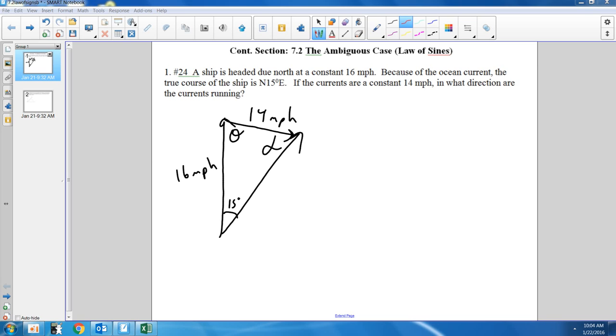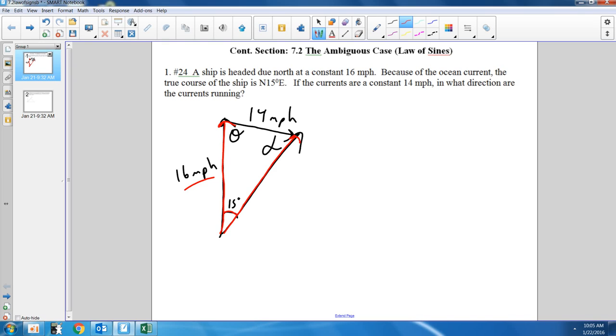Let's take a look at this problem, number 24. A ship is headed due north at a constant 16 miles per hour. That means we're going due north at 16 miles per hour. Because of the ocean current, the true course of the ship is north 15 degrees east. That's off the north direction, 15 degrees east, which is going to give you this. It's not like you can just draw the initial and then the impact and then the final. Now it's mixing it up.